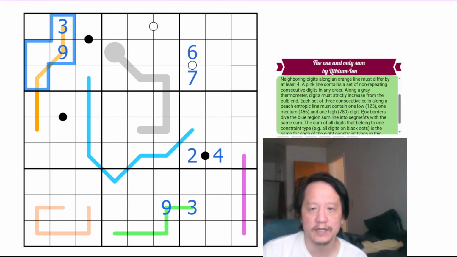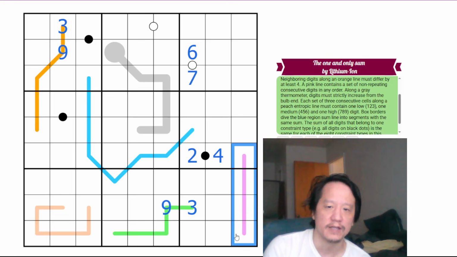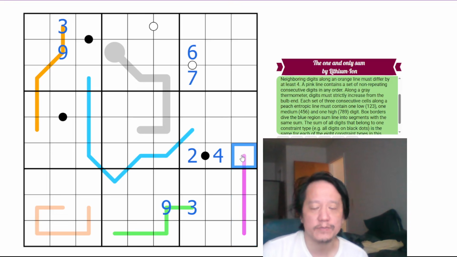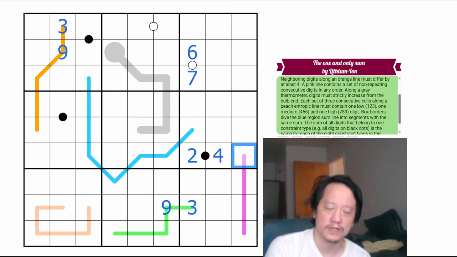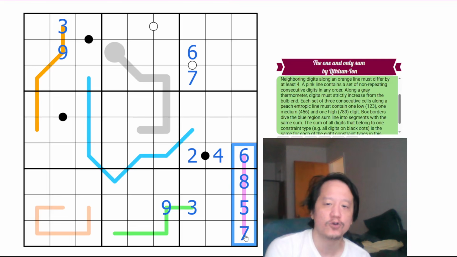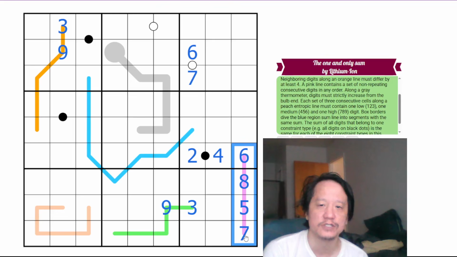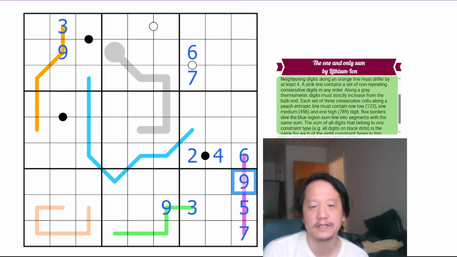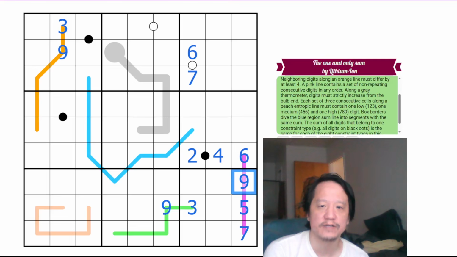A pink line contains a set of non-repeating consecutive digits in any order. This is also known as a Renban line. For example, you could have 6, 8, 5, and 7, and this would be valid because these digits form a set of consecutive non-repeating digits. You cannot have something like 5, 6, 7, 9, because 9 is not consecutive with 5, 6, and 7. So that doesn't form a set of consecutive digits.